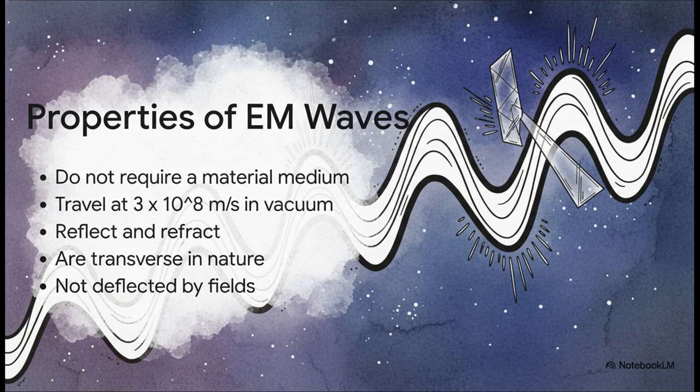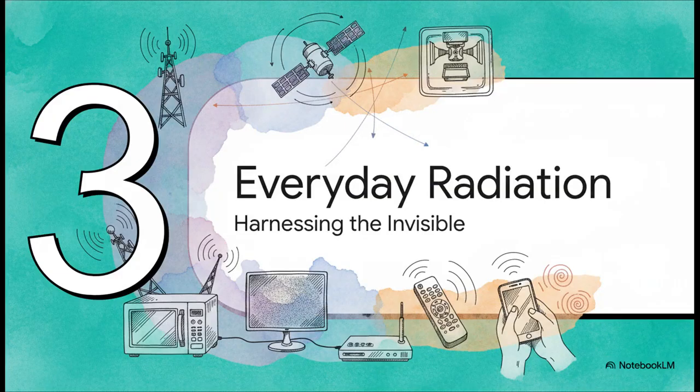First off, none of these waves need a material medium to travel. They can just fly right through the absolute vacuum of space. And in that vacuum, they all travel at the ultimate cosmic speed limit, 3 × 10⁸ meters per second. Plus, they all reflect and refract, they're all transverse waves, and really interestingly, they aren't deflected by electric or magnetic fields at all.